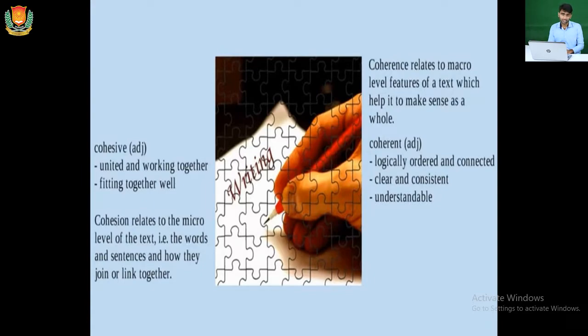And if I talk about the other side, coherence. What is coherence? Coherence works on the macro level of features of a text which help to make sense as a whole. For a very common example, suppose there is a paragraph from when we were in third class, fourth standard. I think you can recall those days when we used to learn an essay on my pet animal and such essays. There was also some coherence in the sentences.